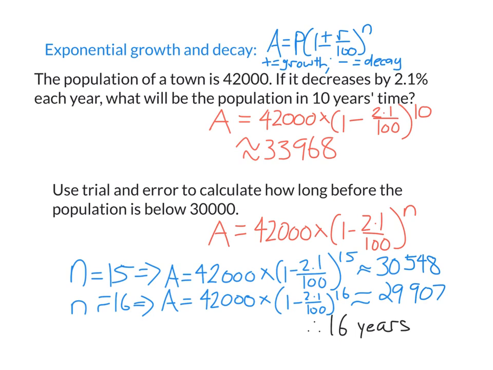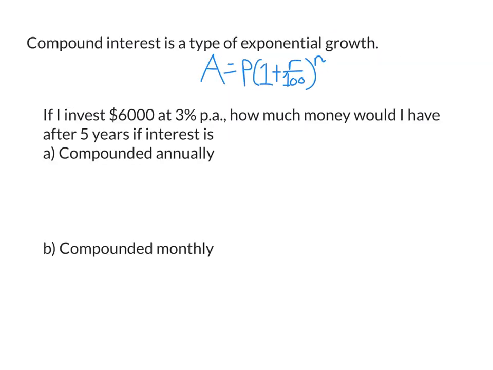All right, let's finally look at compound interest. So compound interest is a type of exponential growth. So interest is what you earn when you invest money. The bank pays you to keep the money with them. So the amount of money you have increases by a certain percentage each year.